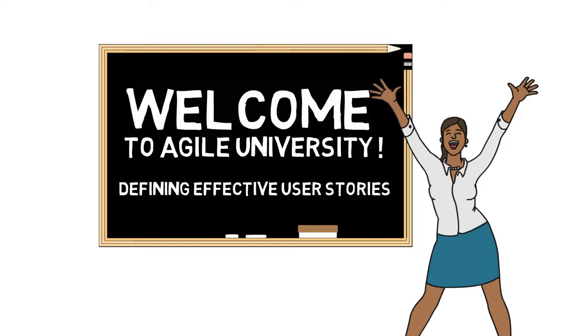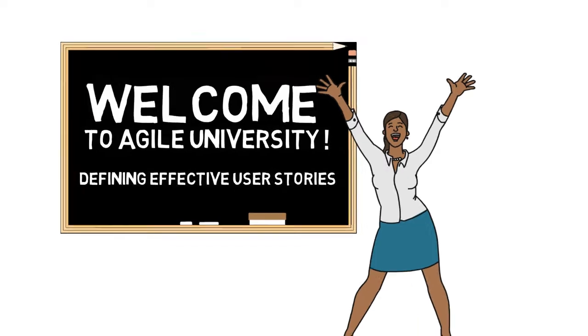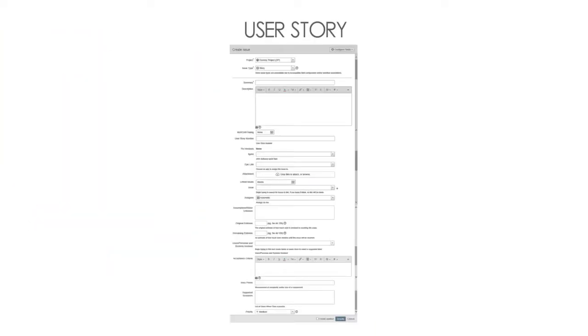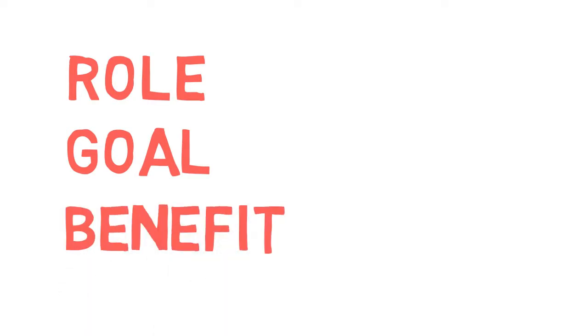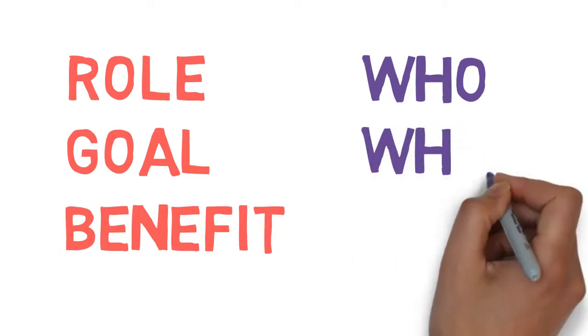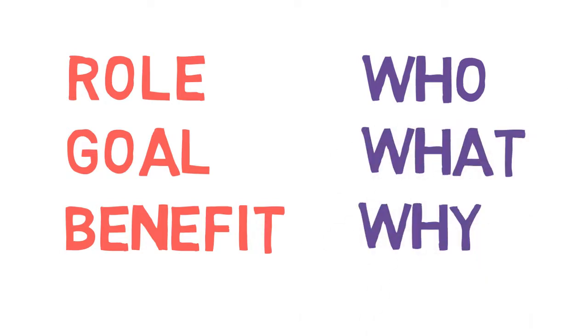Now, we will cover an essential component of user stories that caps off the writing process, the acceptance criteria. Let's revisit the user story template that we introduced in the last module and dive into the acceptance criteria portion. Recall that the user story description is composed of the role, goal, and benefit, and these components describe the who, the what, and the why of the functionality described in the user story.